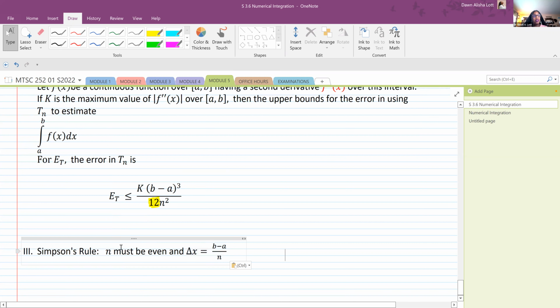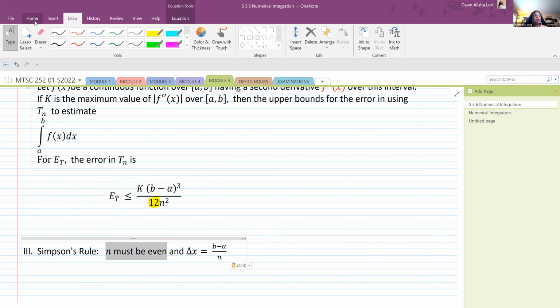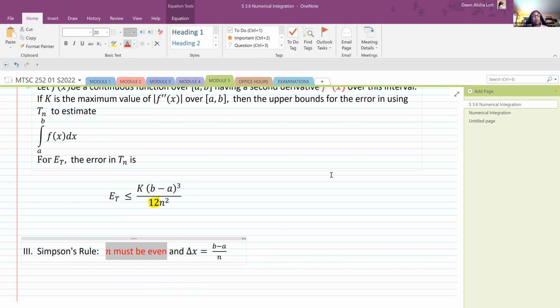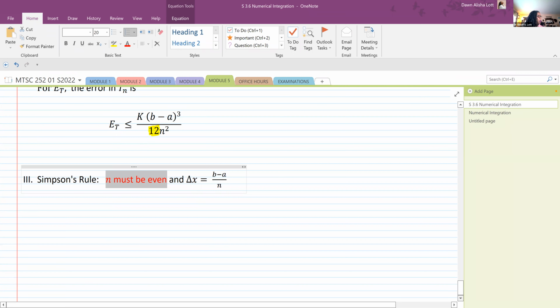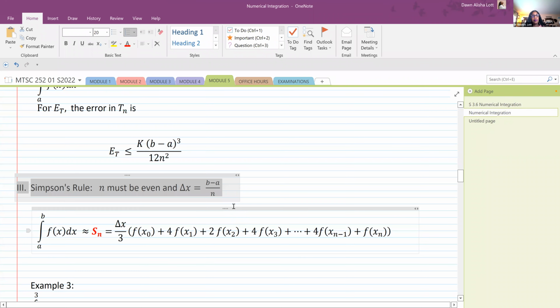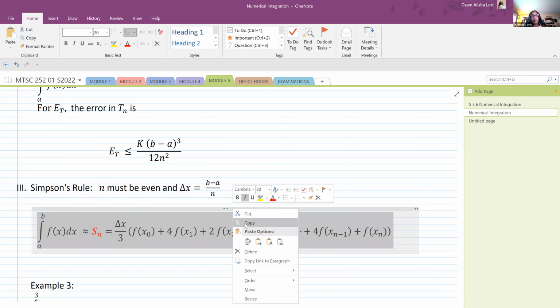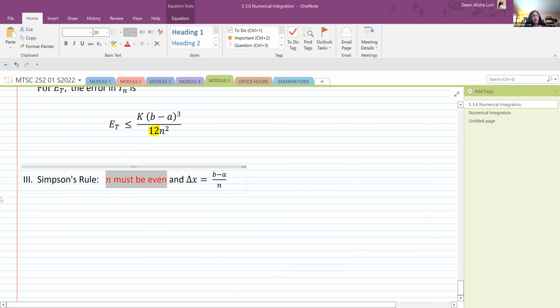All right, so for Simpson's rule, here's the big deal. N must be even. You cannot use Simpson's rule if N is not even. It does not work. Again, delta X is equal to B minus A over N. That's still the same. And so Simpson's rule is as follows. Here is Simpson's rule.